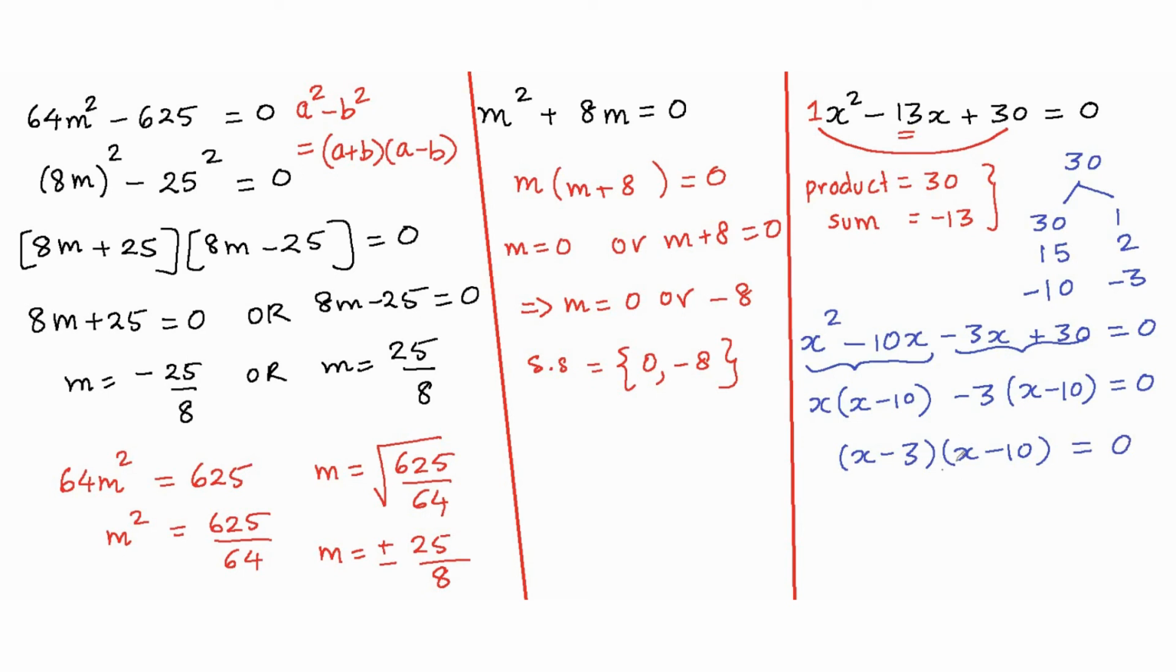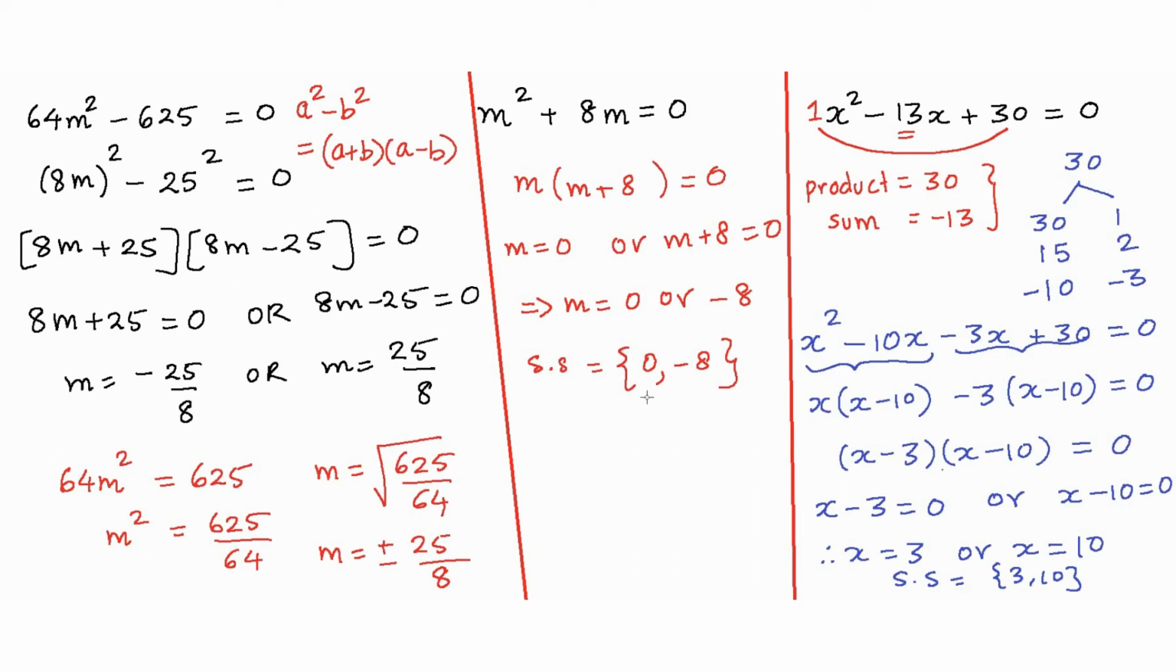Now because the product of two terms is 0, one of them has to be 0, which means either x minus 3 is 0 or x minus 10 is 0. And therefore x is equal to 3 or x is equal to 10, and therefore the solution set is 3, 10. If you substitute x as 3 or x as 10 in this particular quadratic equation, the quadratic equation will be satisfied. That is the meaning of the solution set.